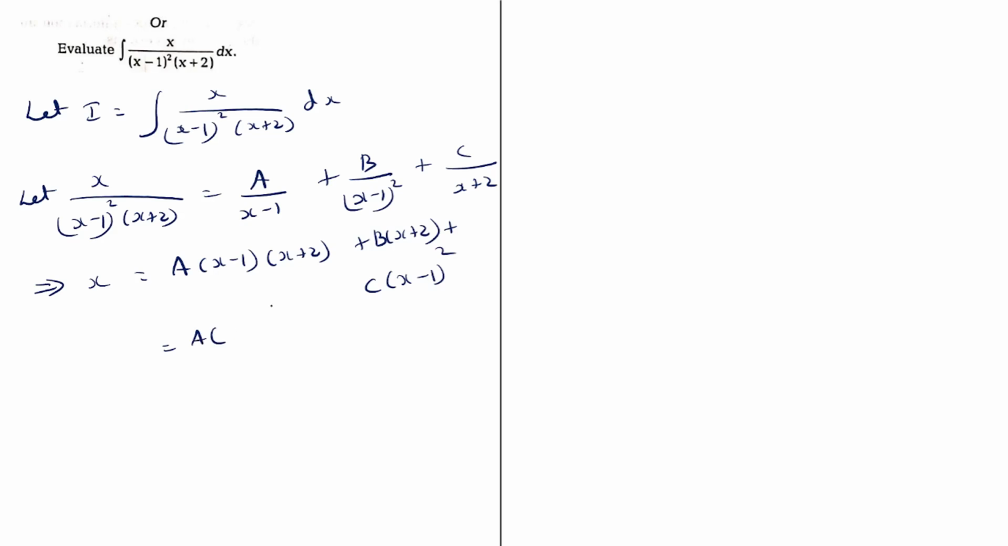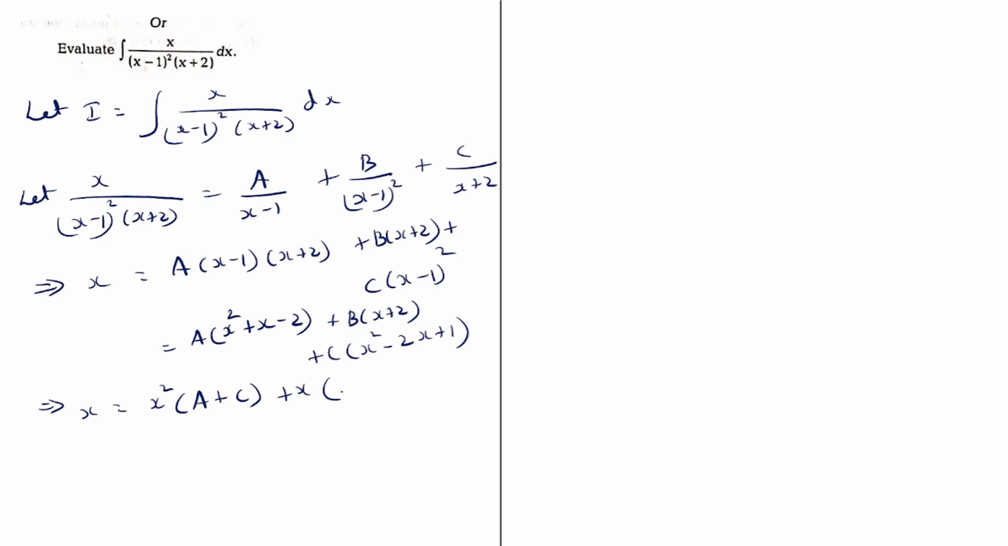Or this is a into, here we have x square, then minus x plus 2x, so x square plus x minus 2, plus b into x plus 2 plus c into x minus 1 the whole square, which is x square minus 2x plus 1. So as a result we have x is equal to, here the coefficient of x square is a plus c, the coefficient of x is a plus b minus 2c, and the constant term is minus 2a plus 2b plus c.